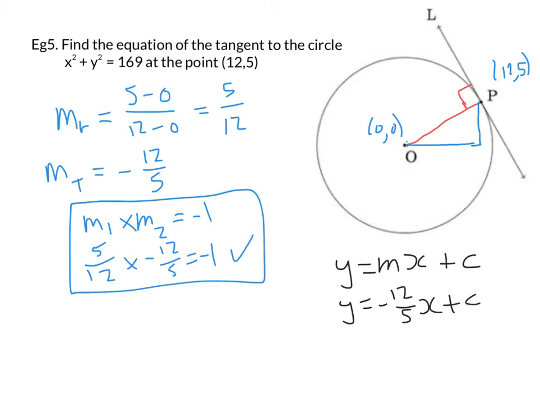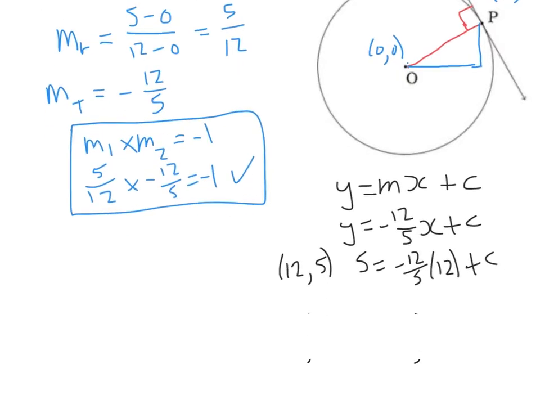How do you find c? Well, to find c, if you've got x and y values, any point on the line will satisfy the equation of the line. So you can substitute any point that is on the line into that equation. And we know (12, 5) is on that line. So the y value is 5, and the x value is 12. And from there we can work out what c is going to be.